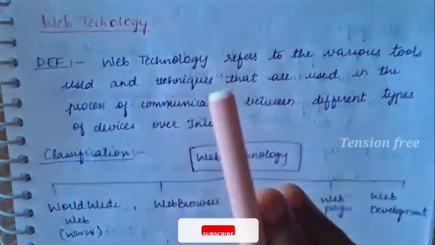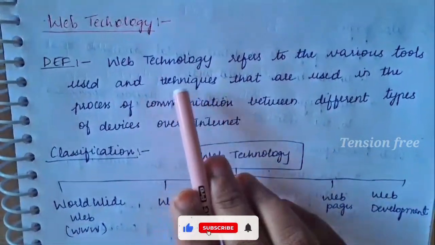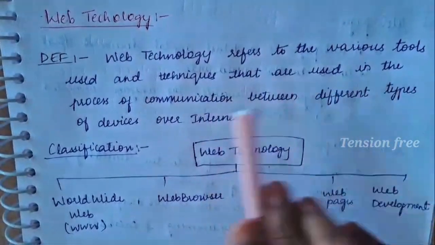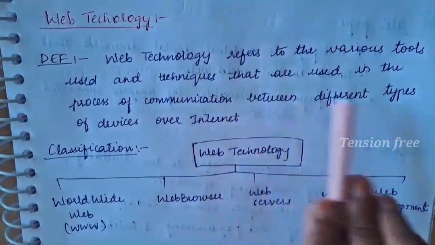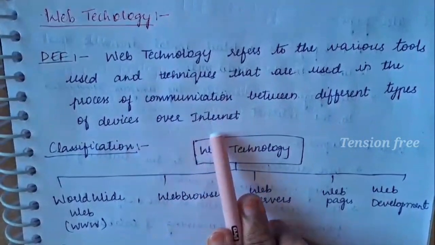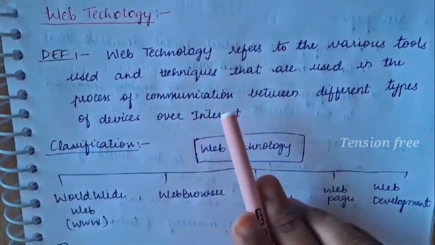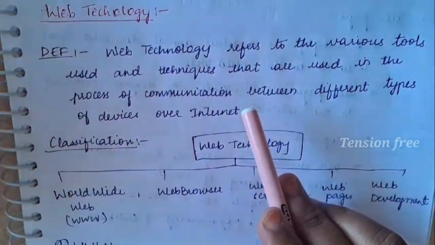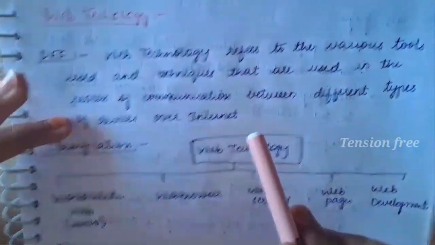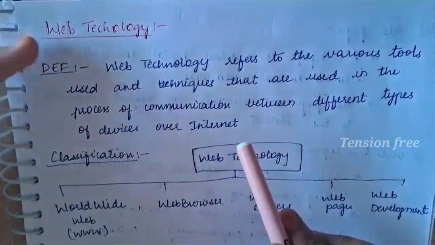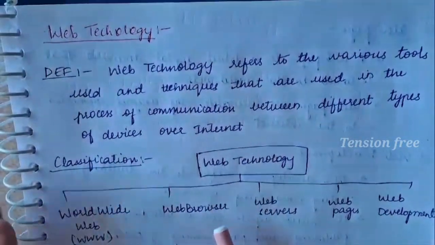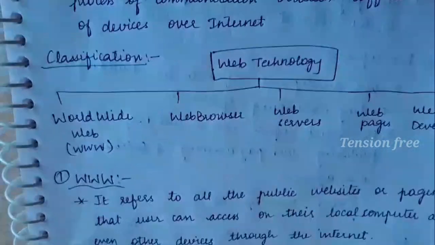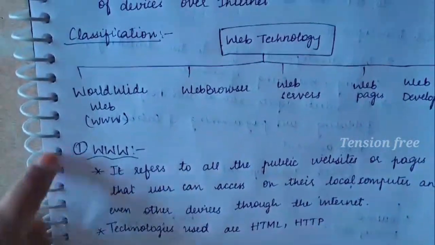Today's topic is about web technology. Web technology refers to the various tools and techniques which are used in the communication process between two devices over an internet. It provides many tools and techniques for the communication process between the devices. Web technology is classified into five types: World Wide Web, web browser, web services, web development.